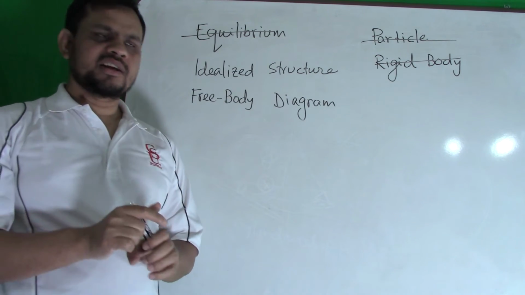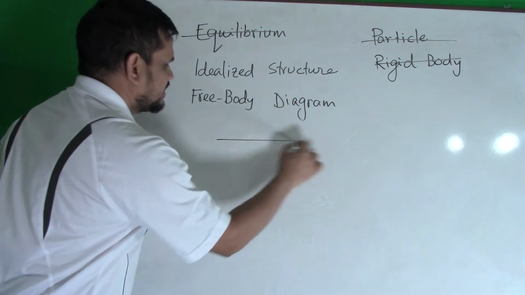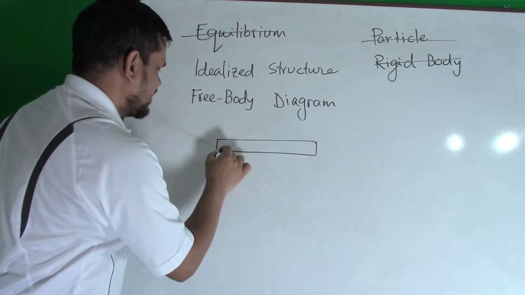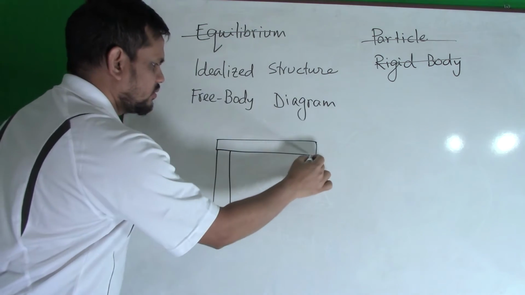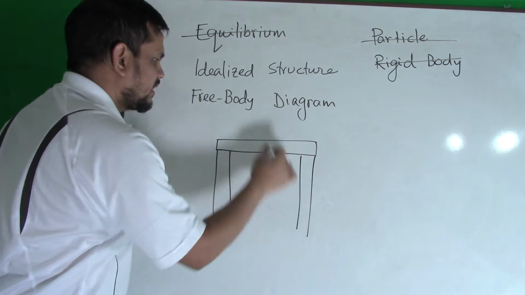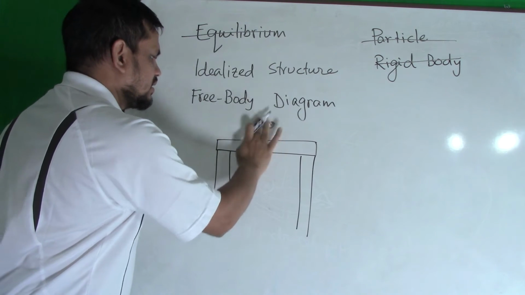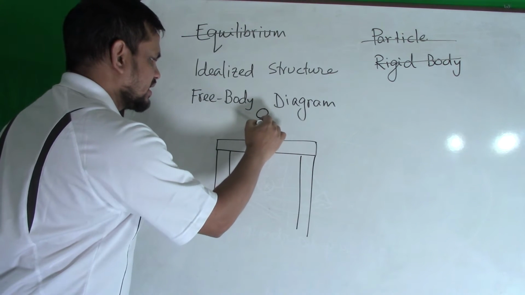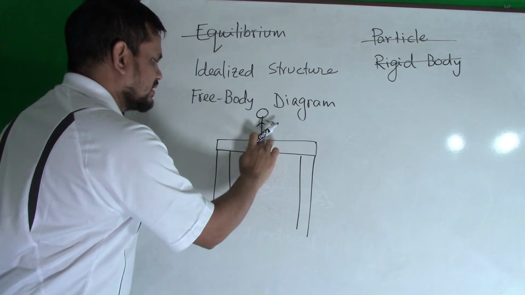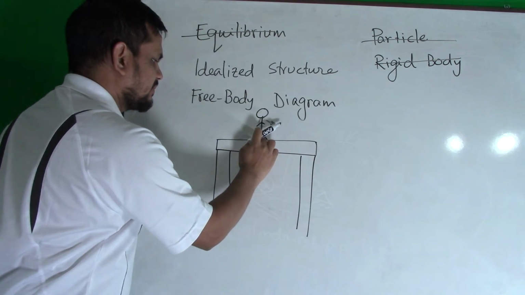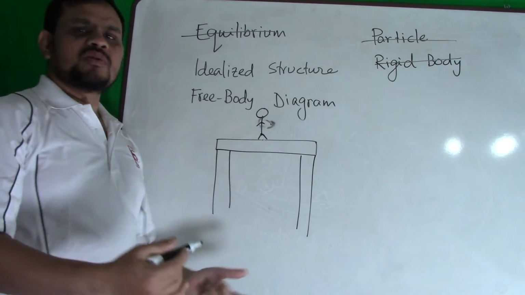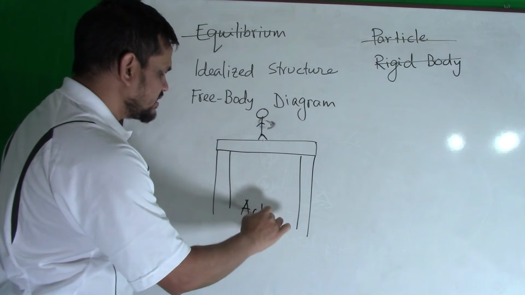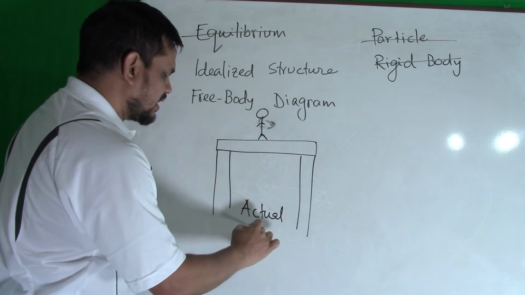That is called idealization. For example, say there is a beam here. It is supported by two columns, and one person is standing here, one person is standing here. So this is an actual structure. I will say this is an actual structure.